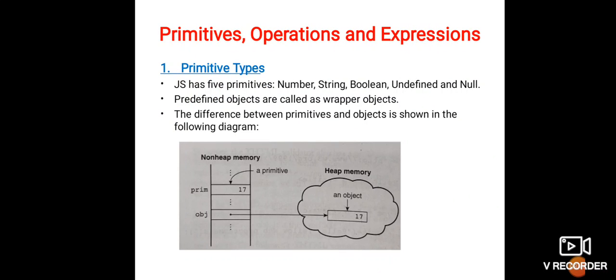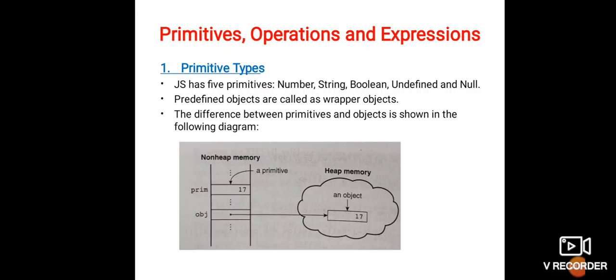Then the next point is primitives, operations and expressions. This is very important and it is important for 10 marks. Within this, the first point is primitives. What is meant by a primitive type? Non-object types are called primitive types. Remember, non-object data types are called primitive types.